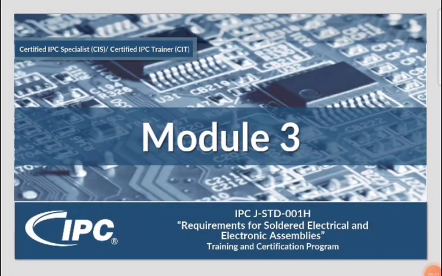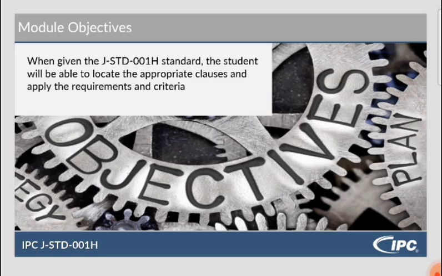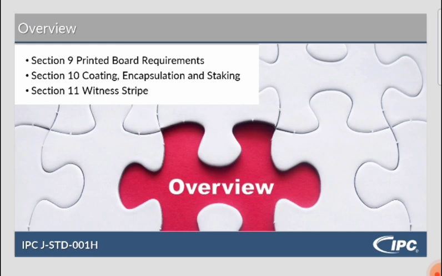Okay, this is Module 3. This is for printed circuit board requirements. This is the same as any other module that we study in IPC classes. This is so you understand the requirements that are laid out in the module and the relevant sections. For this module, sections 9, 10, and 11 are covered.